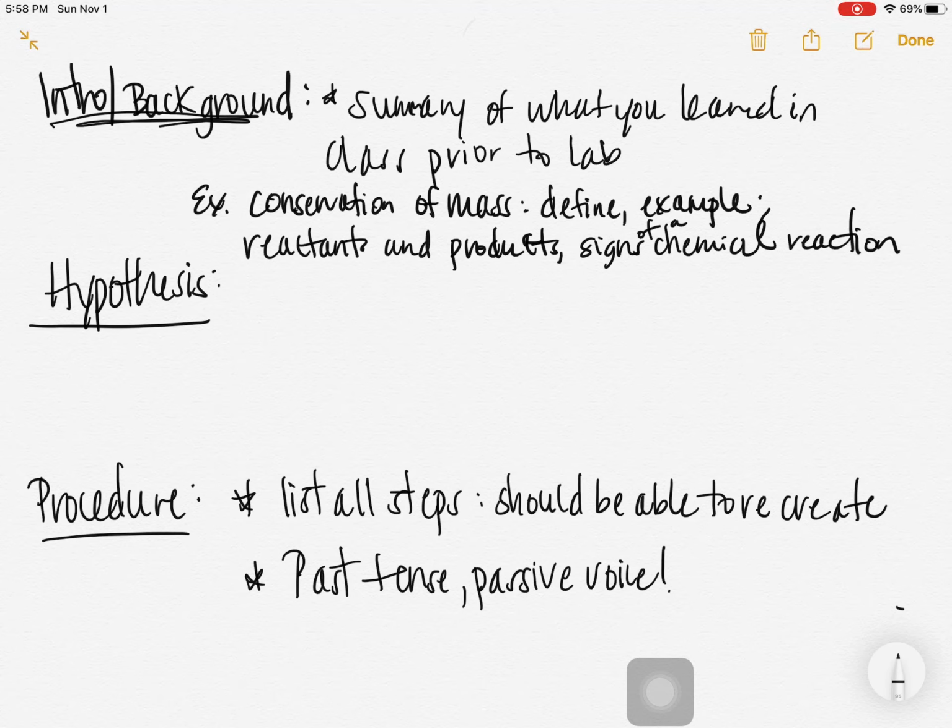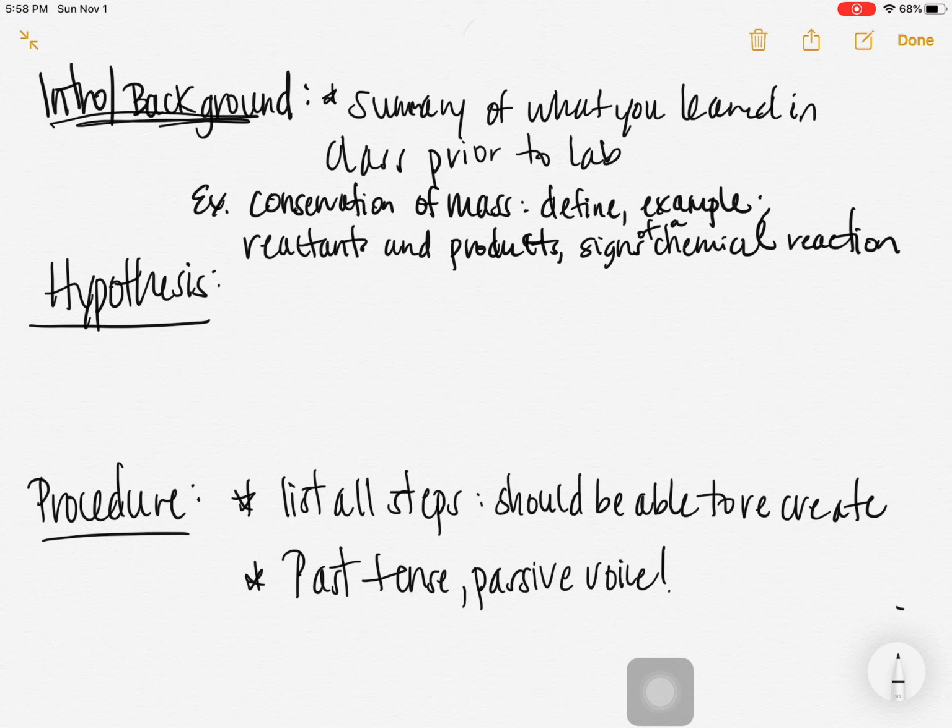So it should kind of be a paragraph, and it can start out like this. Prior to performing this lab, we learned about conservation of mass, reactants and products, and signs of a chemical reaction. However, from there, you should then further discuss each of those topics. So then you should state the law of conservation of mass, you should give a definition, perhaps give examples, and so on and so forth.